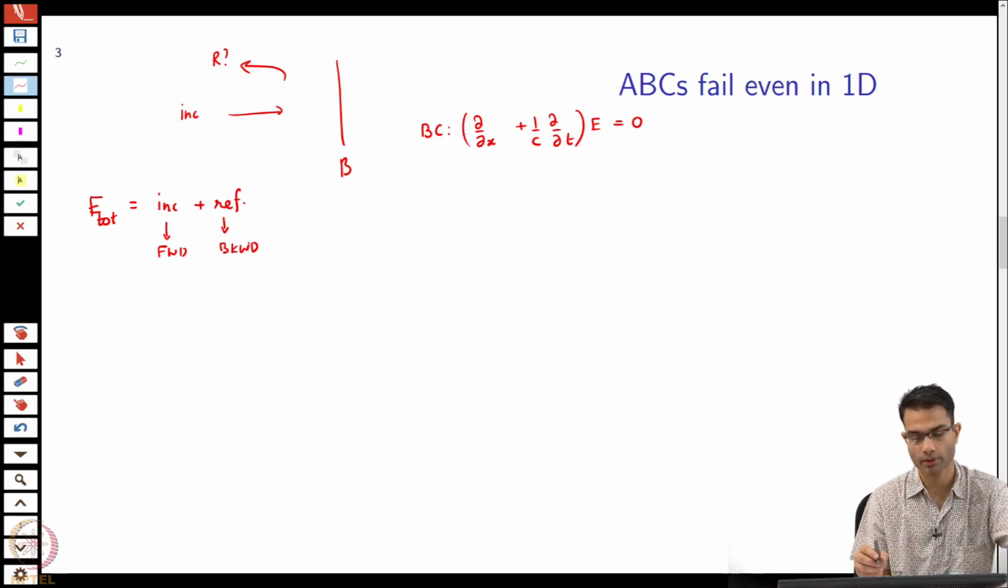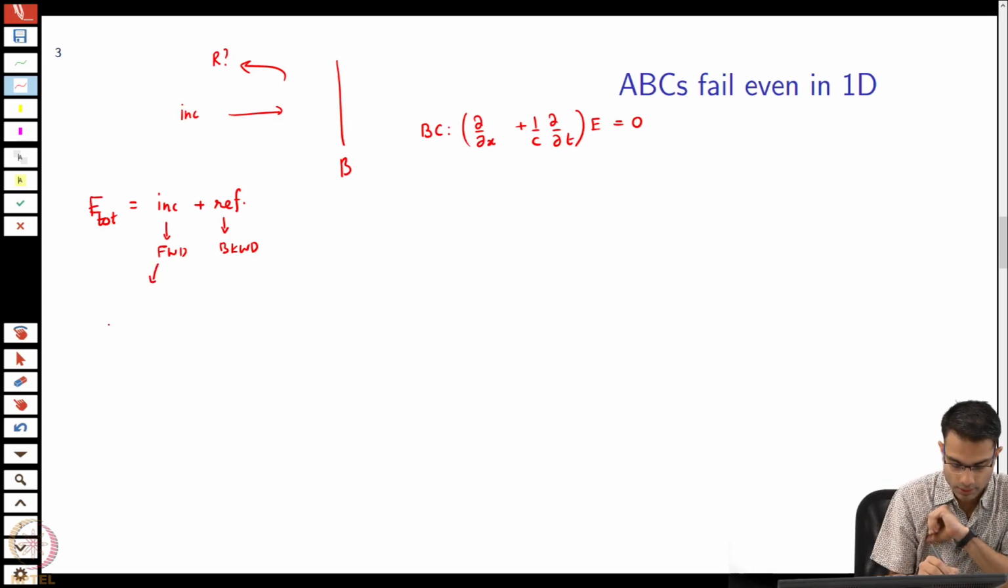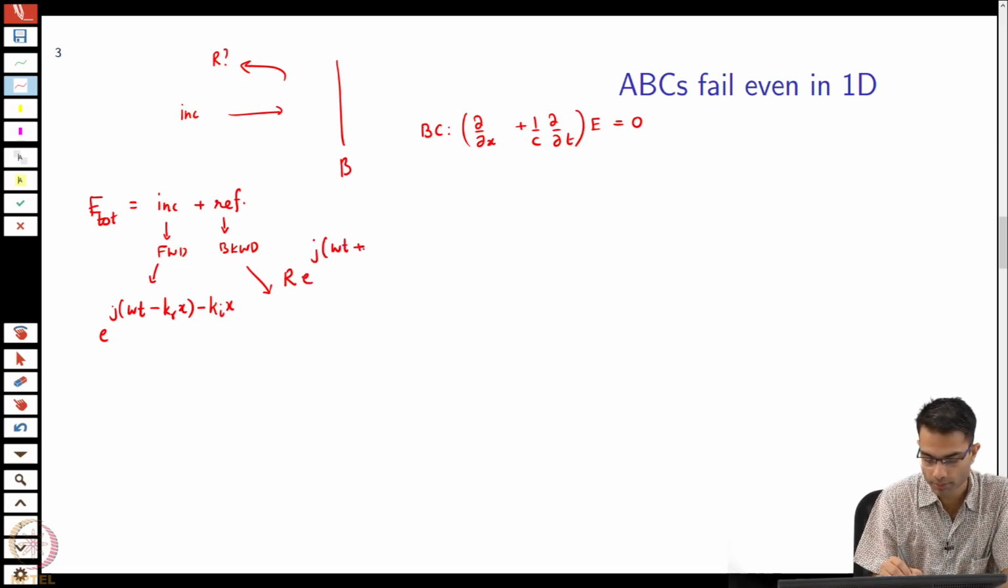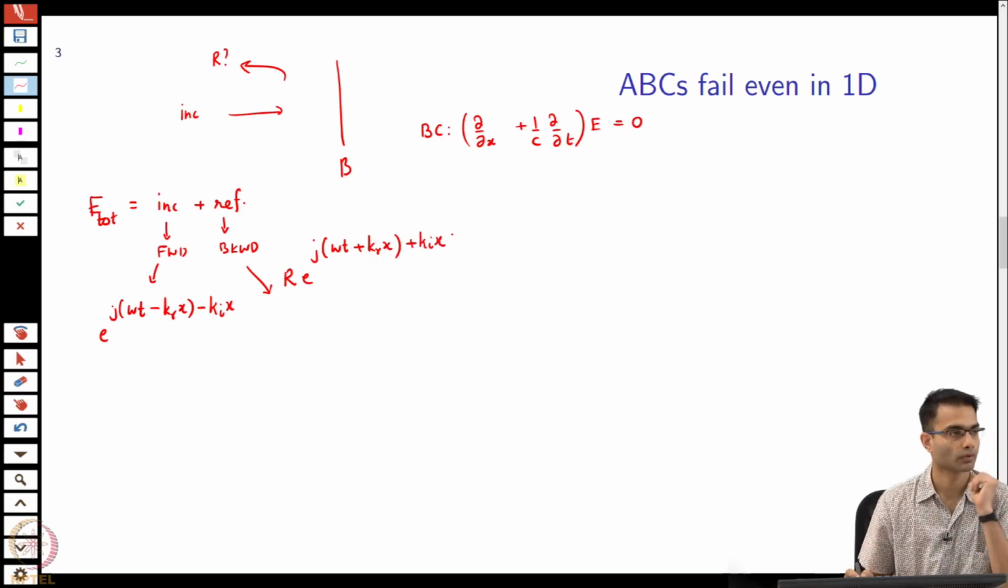So, I am going to write this as e to the j omega t minus kr x minus kix, and what do I write the backward wave as? R, reflection coefficient, e to the j omega t plus kr x plus kix, okay. Now, I am going to put these two together and impose this boundary condition, okay.